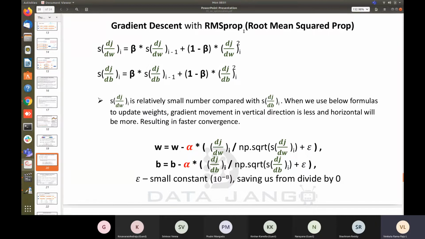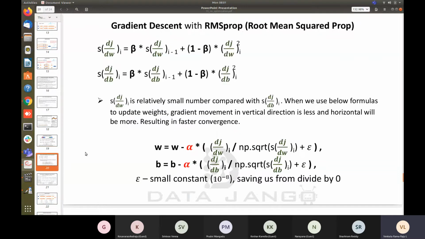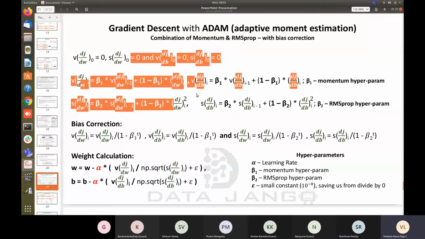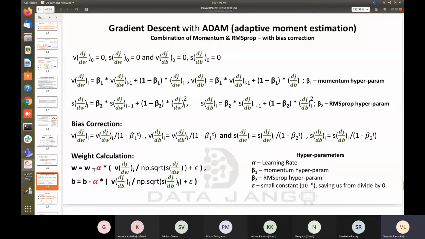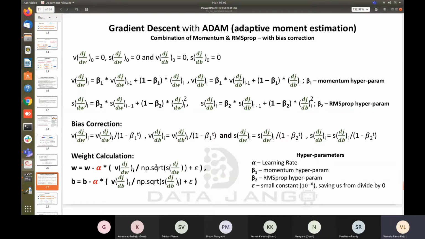Okay. So for momentum, the beta is called B1, beta 1. For RMS prop, the beta is called B2. And in Adam, we'll use both formulas. We are calculating momentum, we are calculating RMS prop, and we are using both in the formula. W is equal to W minus alpha into, see, this is the momentum formula, and this is the RMS prop formula. Root mean square propagation, we call it.